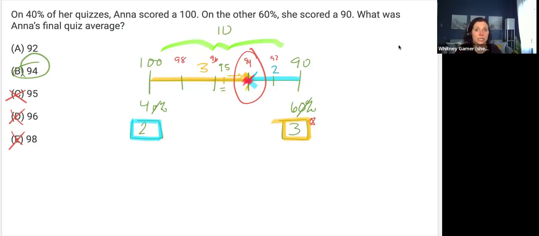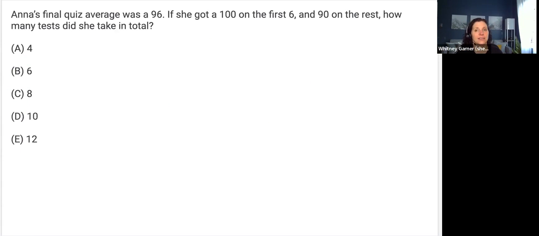Okay, let's see what happens when what's missing is something on one of the ends. How can we go about using this same kind of pull and push to do that? So let's give this one a go.